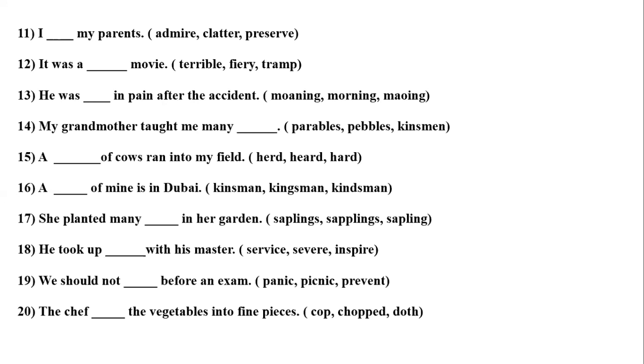She planted many dash in her garden. Options are given in the bracket. He took up dash with his master. We should not dash before an exam. The chef dashed the vegetables into fine pieces. So you need to select the correct one. These are the questions related to meanings. Learn all the 44 meanings and attempt this worksheet. 20 questions. Try to do it without looking at your class work notes, so you will understand your level.